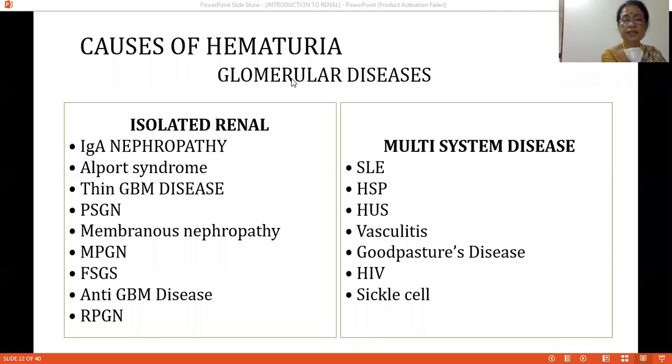With multisystemic disease, always think it is secondary. That means the kidney cause is secondary to some disease in another system. That is SLE, then HSP, HUS. HSP means Henoch-Schonlein purpura. Then hemolytic uremic syndrome, any vasculitis, Goodpasture disease, HIV, and sickle cell disease.